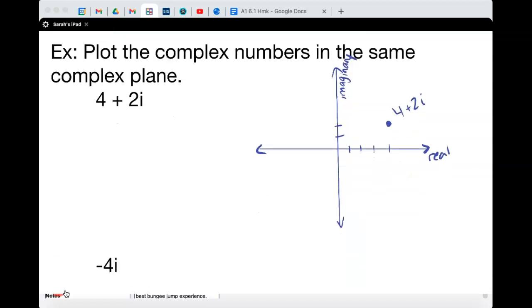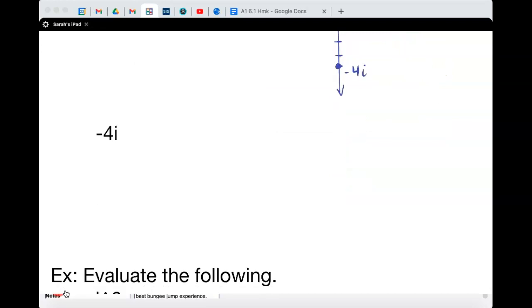The next one, negative 4i. What direction am I moving for negative 4i? Going down 4. That would be left if it was just negative 4, but that's the real part. For imaginary, so going down. We can plot these, right? We just have to remember, like on quizzes and tests, real axis, imaginary axis.